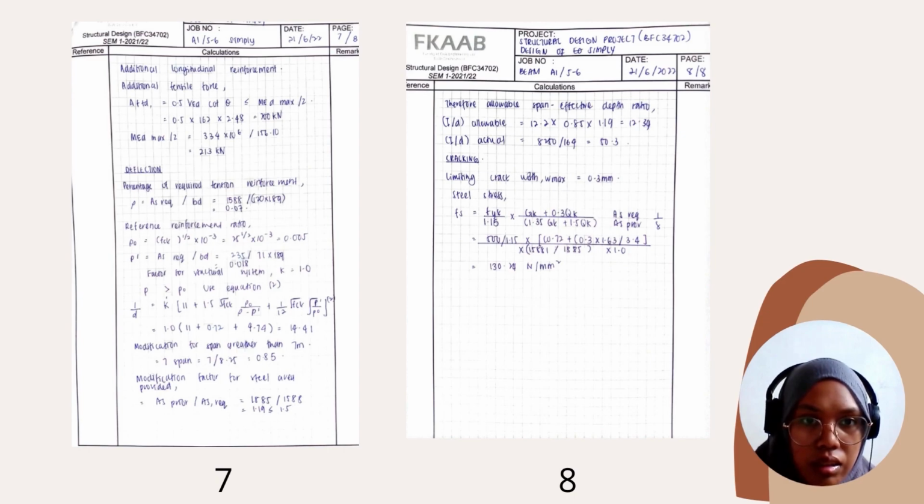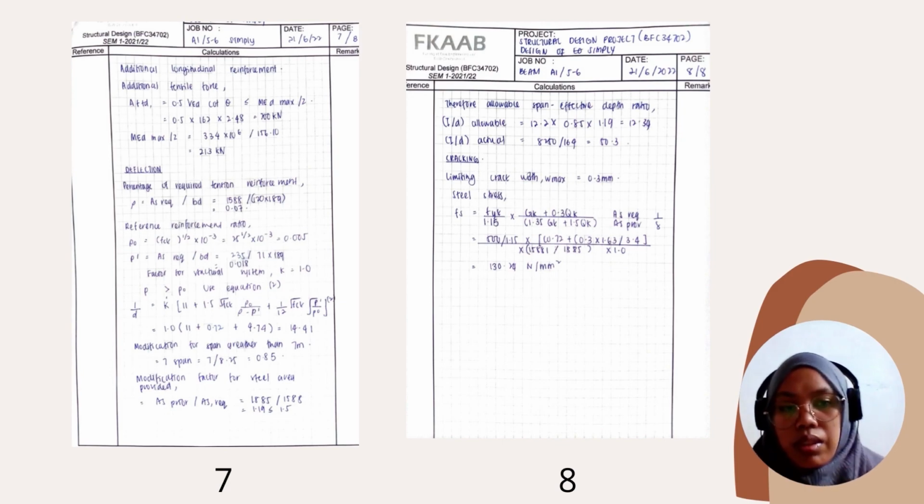For the cracking, the limiting crack width is 0.3 millimeter. For the steel stress, it is equal to 130.34 Newton per millimeter square.